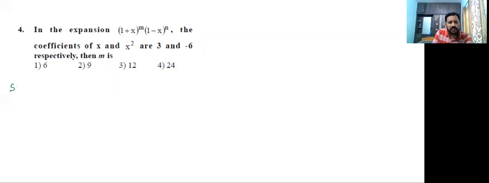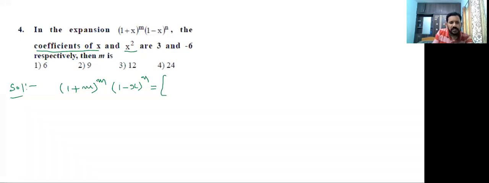(1 plus x) whole power m into (1 minus x) whole power n, expansion. But see here, the coefficients of x and x square are 3 and minus 6. We need only the coefficients of x and x square. The x cube, x power 4 terms are not needed. Now see, one by one, I'm going to expand.